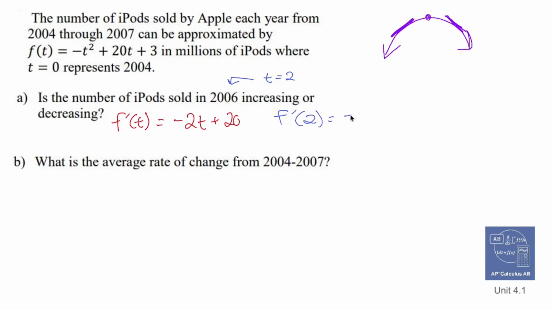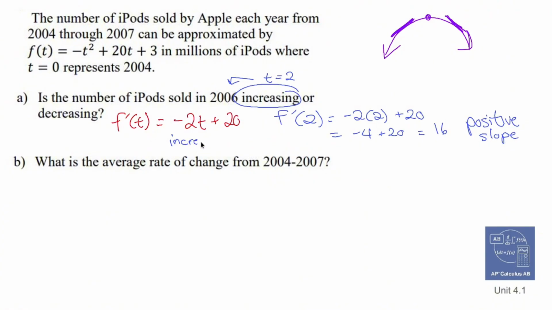F prime of 2 is going to be negative 2 times positive 2 plus 20. Negative 2 times 2 is negative 4, and negative 4 plus 20 is positive 16. The key word there being positive. And what this means is since I have a positive slope, remember derivative gives us slope, that means it is increasing at that number right there. So the answer to problem A is increasing.